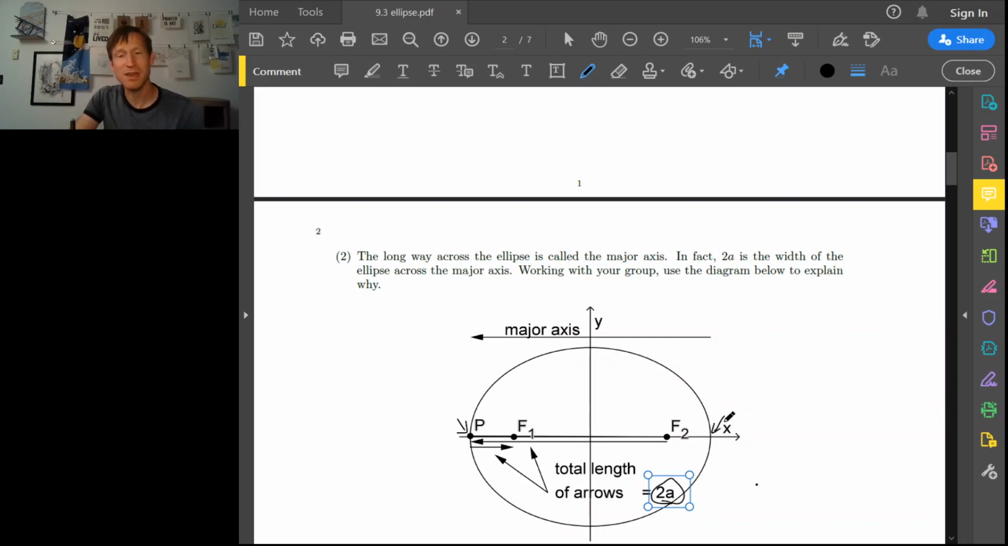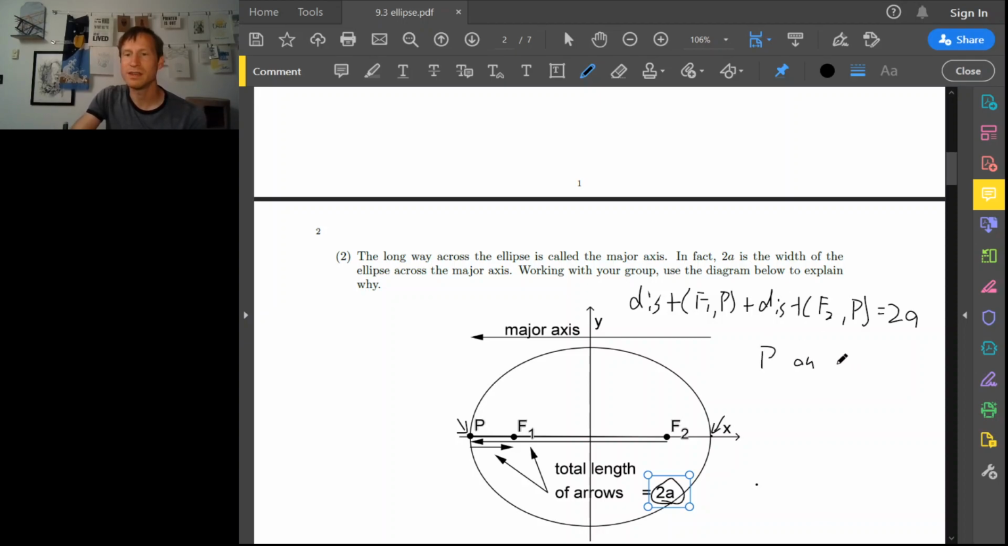So pause the video and see if you can come up with an explanation for why it is that the distance 2a is from this far left point to this far right point. Okay, so remember what 2a actually has to do with the ellipse. The way that 2a is involved in the definition of the ellipse is that the distance from f1 to p plus the distance from f2 to p is always equal to 2a for p on the ellipse.